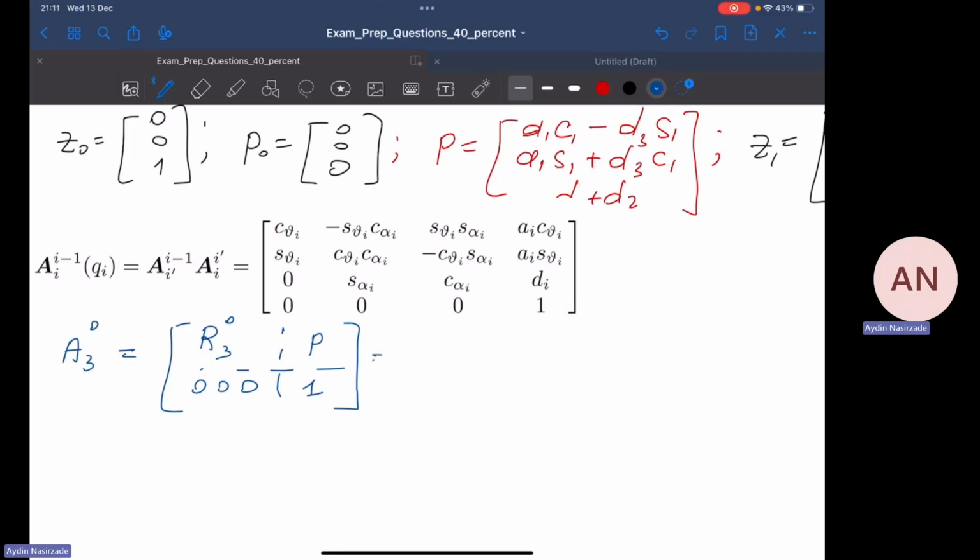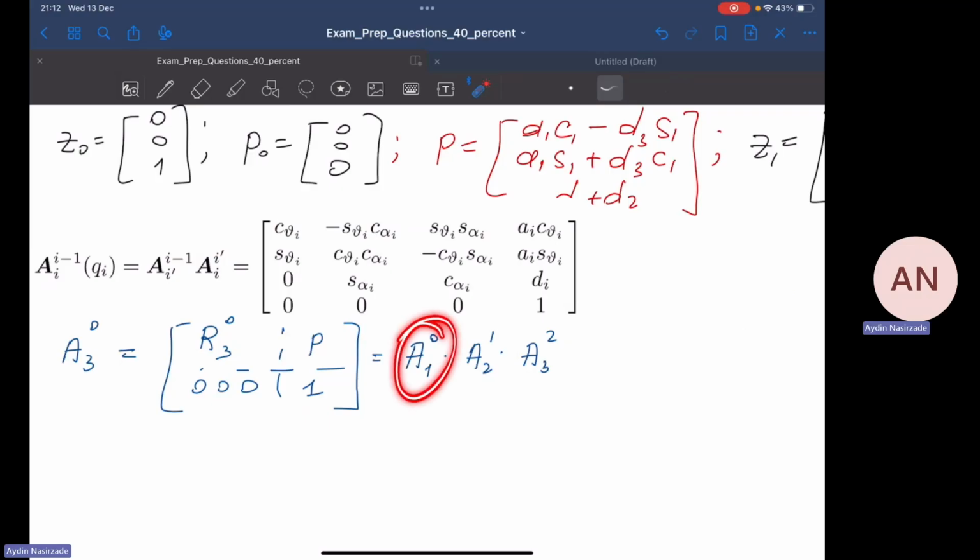And how can you find it? By simply multiplying A1 to 0 times A2 to 1 times A3 to 2. So what are these? These are basically 3 homogeneous transformation matrices that relate 4 consecutive frames. This is the relationship between frame 0 and 1, this is the relationship between frame 1 and frame 2, and this is the relationship between frame 2 and frame 3.